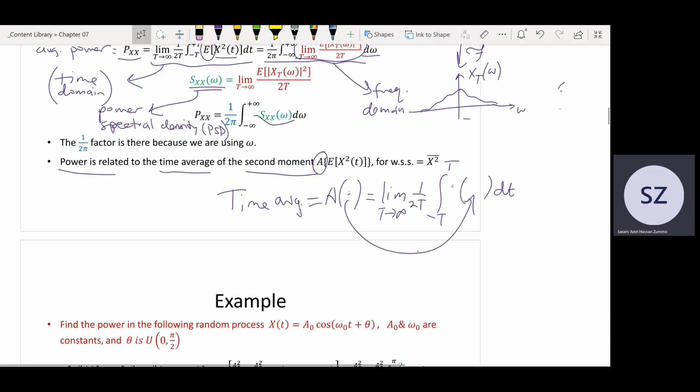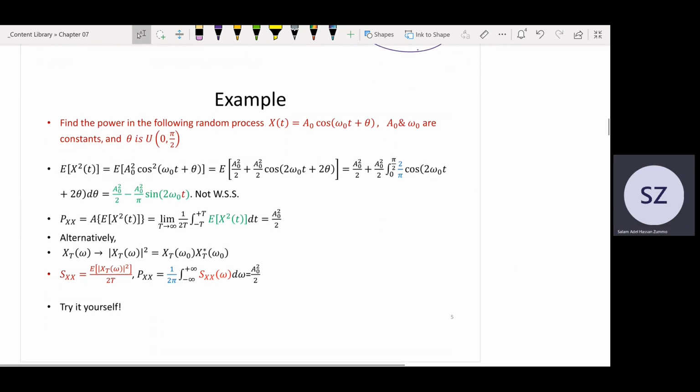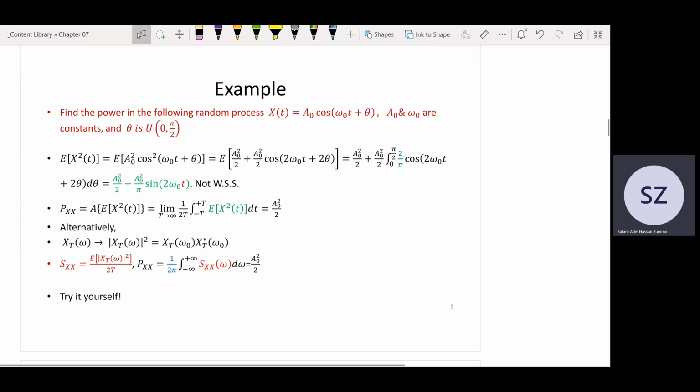Now let's move to an example. Probably it will be more clear. Here we are asking: find the average power in the following random process. I gave you this random process, which is a typical implementation. It's an amplitude multiplied by cosine of omega 0 t plus theta. Theta here is where randomness lies. If theta is known, the signal is deterministic. It's an amplitude of cosine with known frequency and known phase.